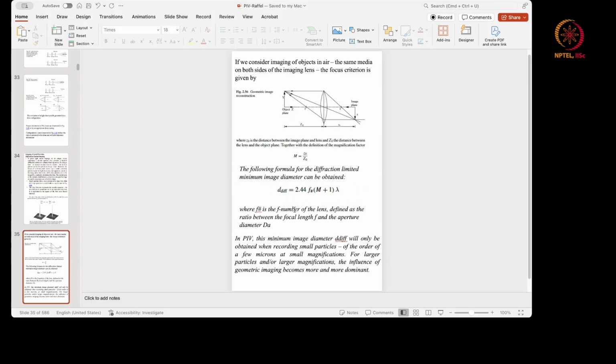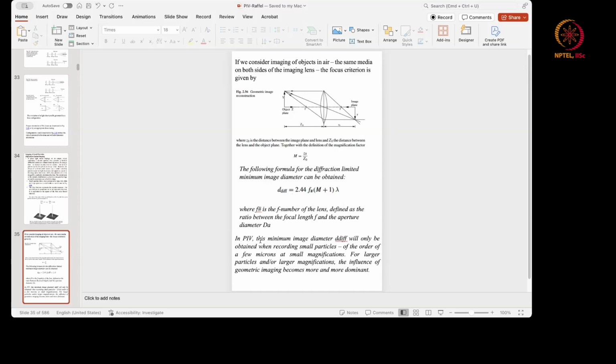The f number of the lens, the f stop, is defined as the ratio of the focal length of the lens and the aperture, which is dA. This aperture we have already covered in quite a bit of detail. m is the magnification and lambda is the wavelength. So the diffraction limited minimum image diameter comes out to be something like this.